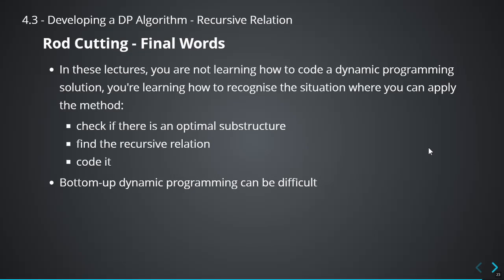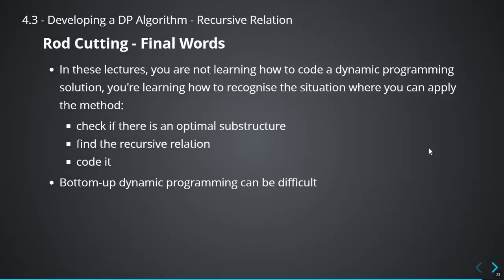So you learn how to find out if you can apply dynamic programming. Number one, see if there's an optimal substructure. Number two, go find the recursive relationship. And three, just code it. Again, bottom-up dynamic programming will be harder. It'll be better if you can work that out, but it'll be harder. Top-down is generally easy. Okay, so I think that's it for dynamic programming.